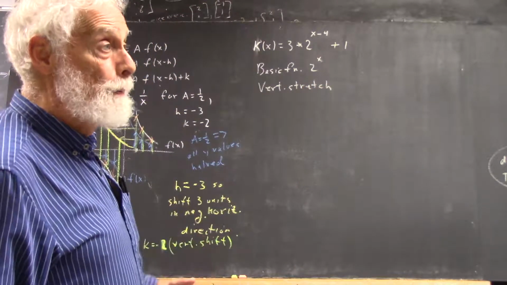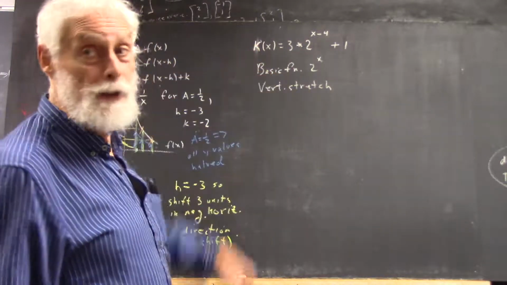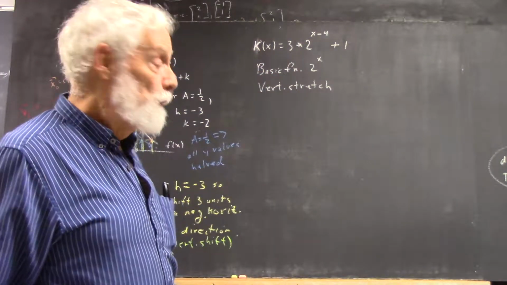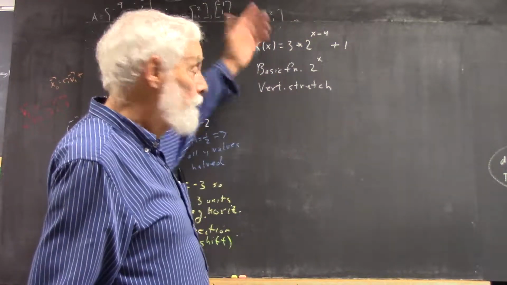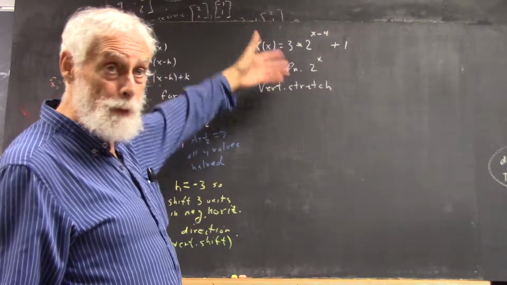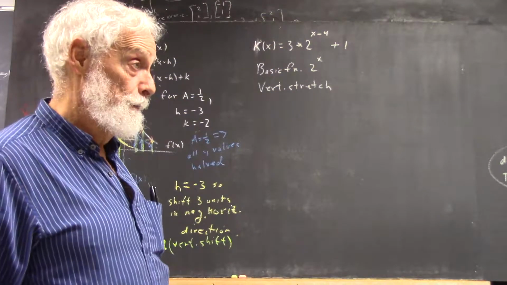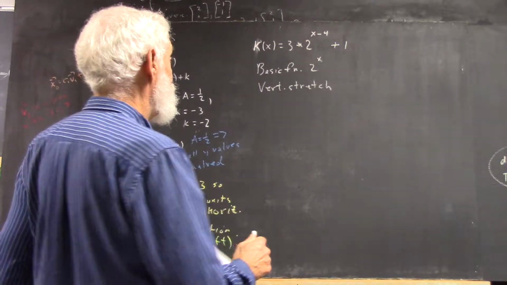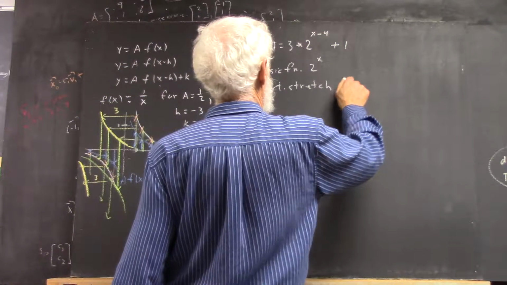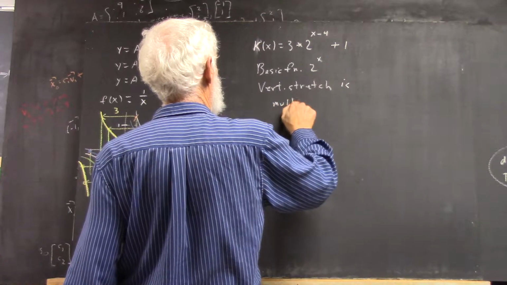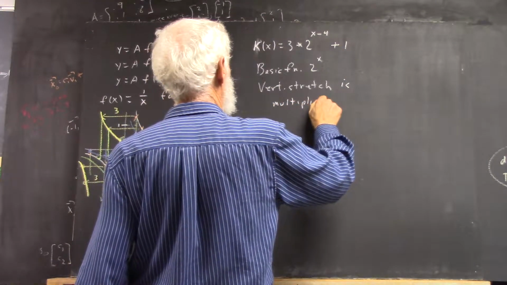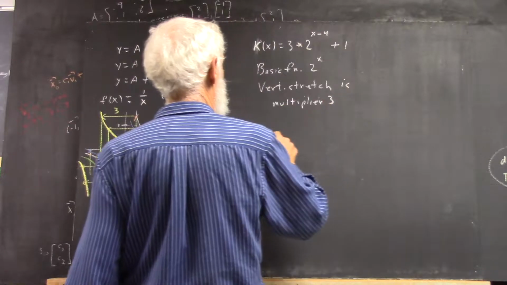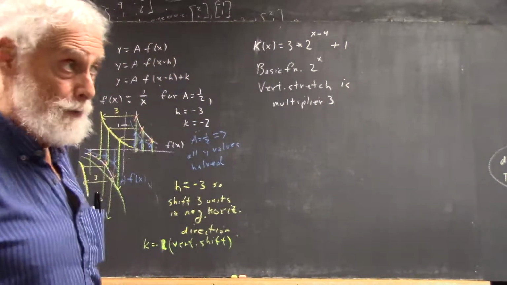It's what you multiply 2 to the x by to start constructing this, right? What would you multiply 2 to the x by? Here, what's multiplied by your 2 to the x type function? 2, right? 3. Okay? So there's your vertical stretch.